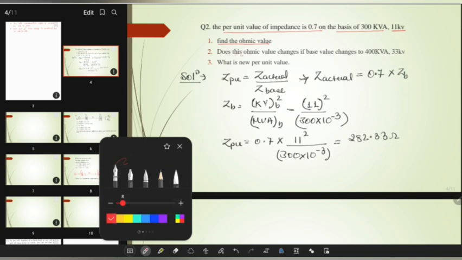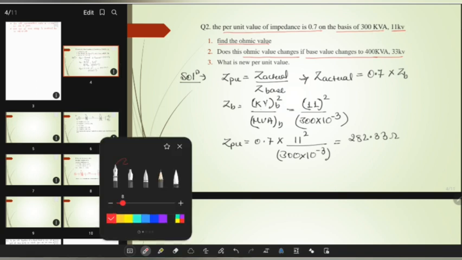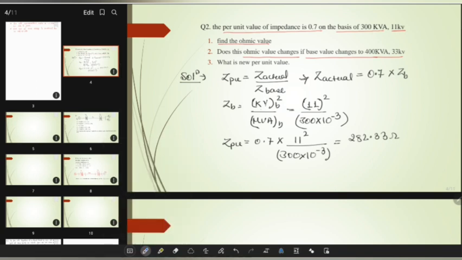Now what do we need to find? We need to find whether this ohmic value changes if the base value changes to 400 kVA or 33 kV. See, here the ohmic value will not change. Why?